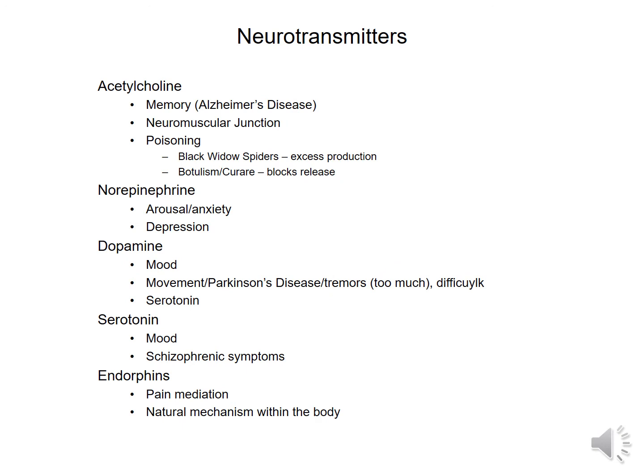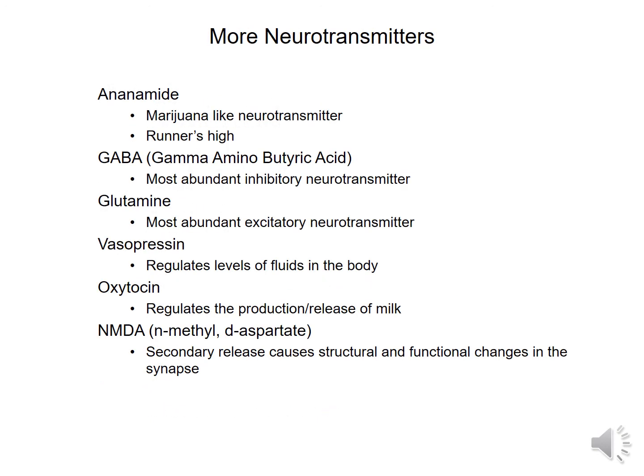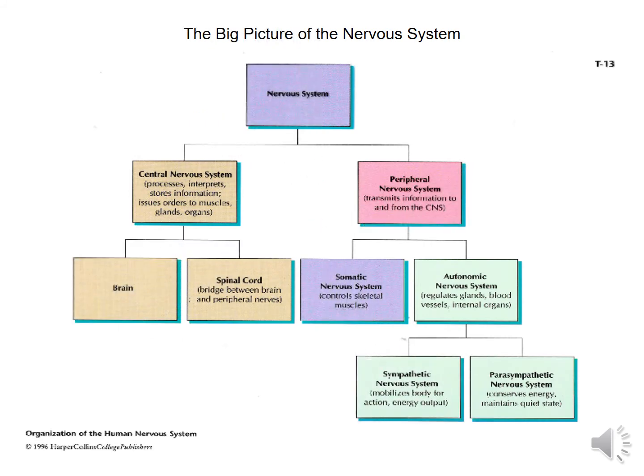Several different neurotransmitters, including acetylcholine, norepinephrine, dopamine, serotonin, and the endorphins, as well as anandamides, GABA and glutamine, vasopressin, oxytocin, and NMDA. And this is where we pick up the material for the second of the nervous system tests.